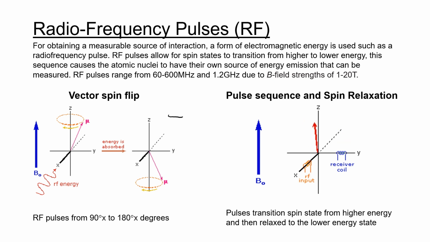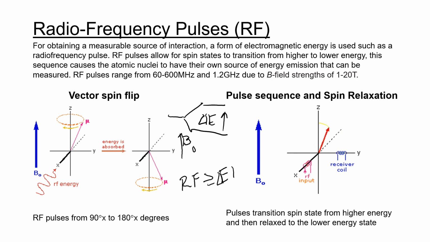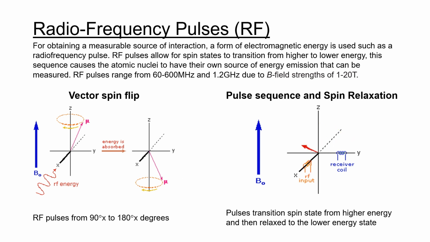This is because, if we refer to the previous slide with the energy diagram of the Zeeman split, we can see that as the B field increases, delta E also increases, because we're applying some proportional energy. The radio frequency needs to be greater than or equal to delta E to compensate for that spin state flip.